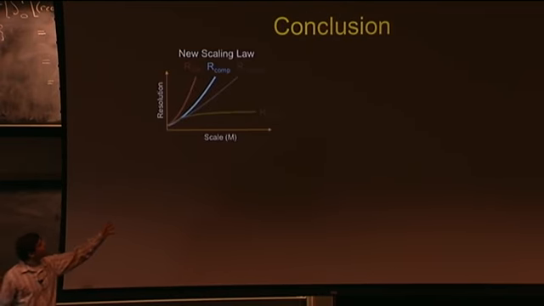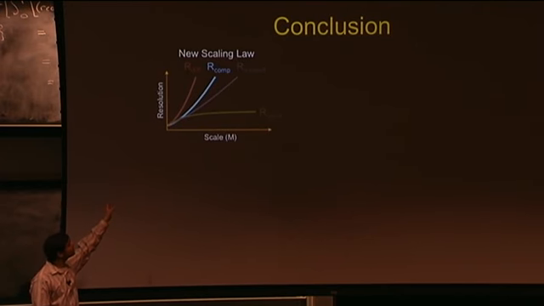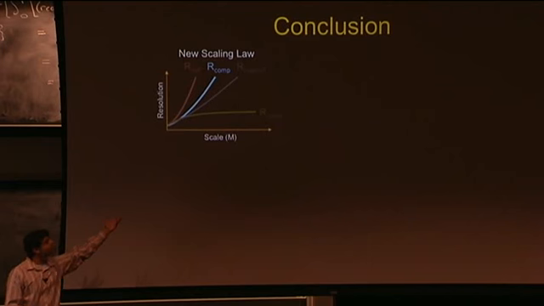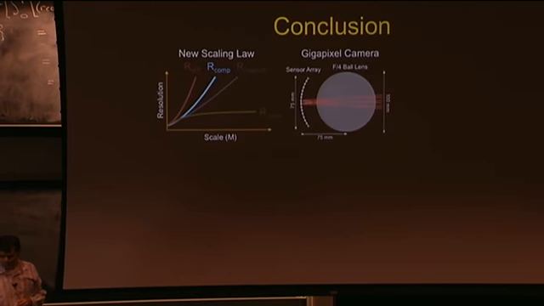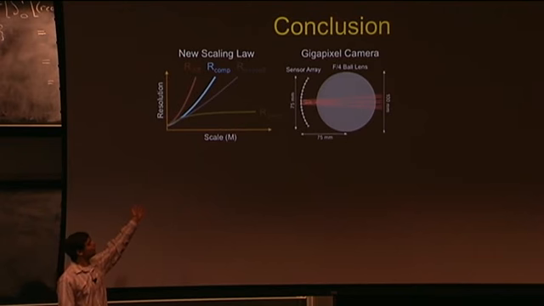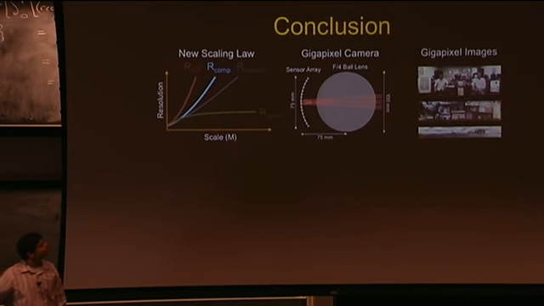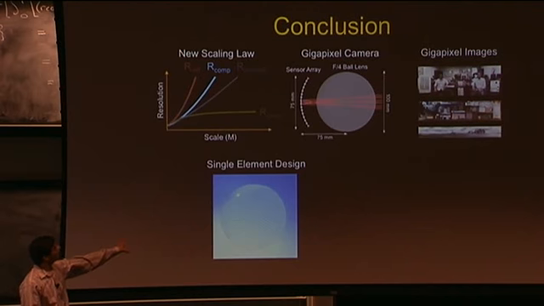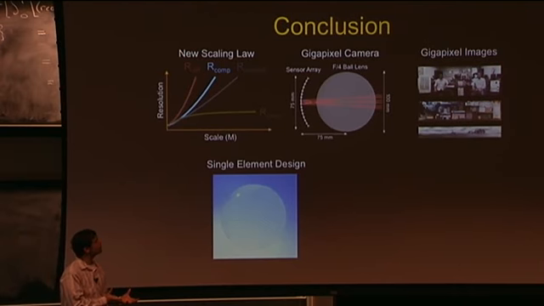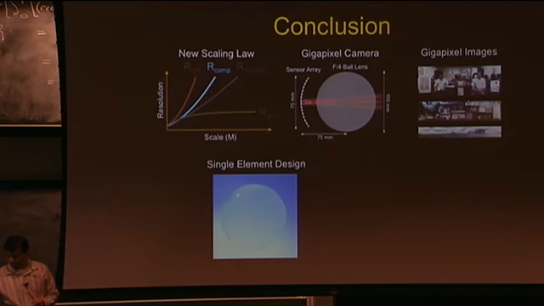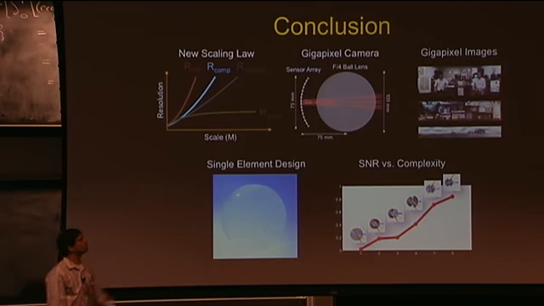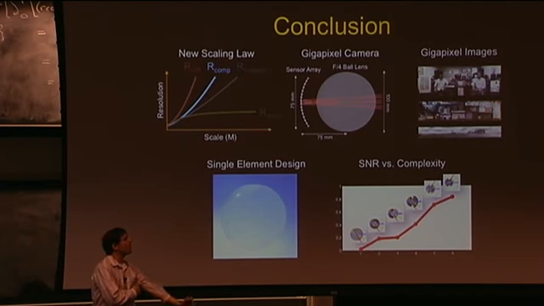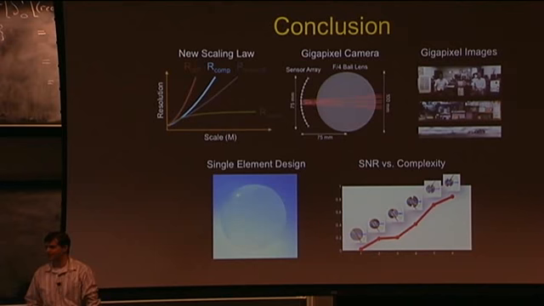So just in conclusion, I showed you a new scaling law for computational imaging that improves upon Lohmann's scaling law for conventional lenses. I showed you a gigapixel computational imaging camera design that uses just a ball lens and an array of planar sensors. And then I showed you some example gigapixel images that were captured with our prototype camera system. And then I showed you a single element design that creates a fully contiguous field of view for a given sensor array. And then I told you a little bit about this idea that we're exploring now, which is this trade-off between signal-to-noise ratio and complexity.